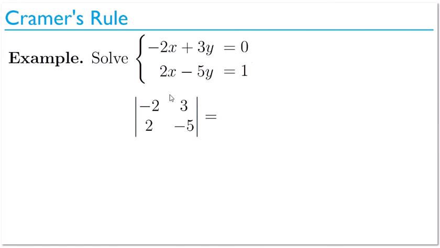This is a 2 by 2 matrix. So first, let's get the product of the entries on the main diagonal. Negative 2 times negative 5, that is 10, minus the product of the entries on the off diagonal, 2 and 3, that is 6. We have 10 minus 6, that is 4. This is not equal to 0, therefore we can use Cramer's rule.